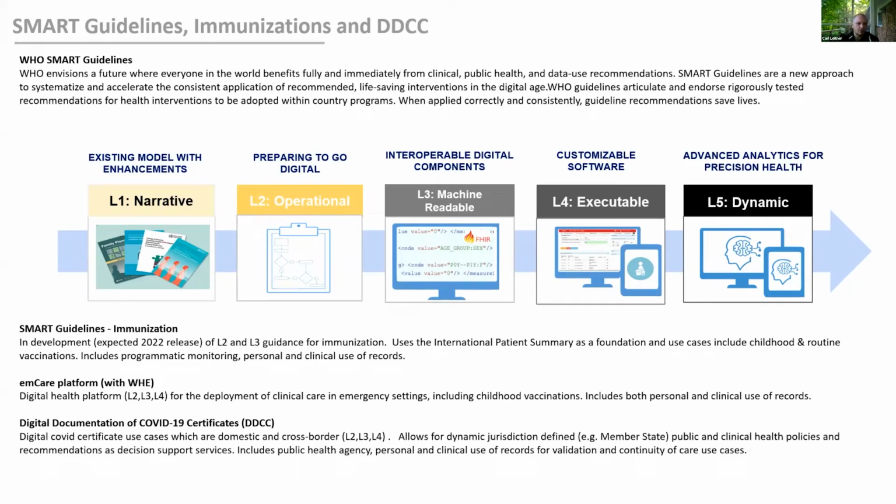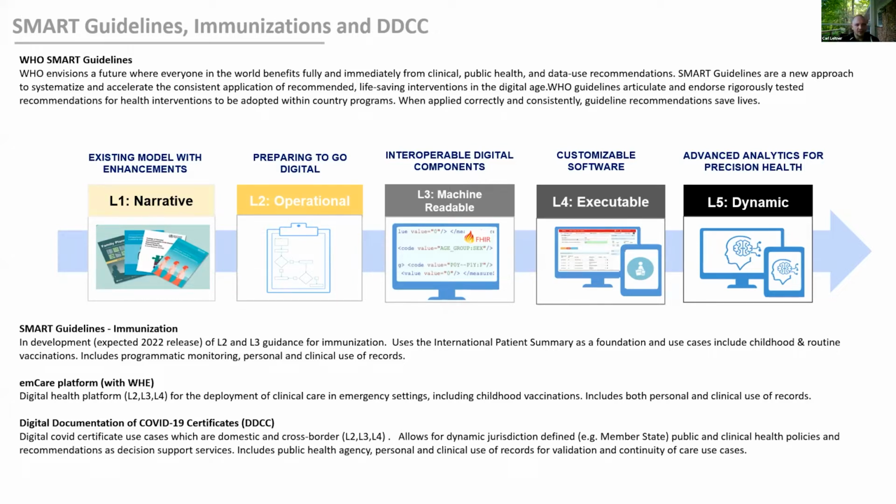There are a few guidelines I just want to mention that are probably of broad interest. One is the SMART guidelines for immunization that's about to be released. We're just going through our internal final review of that, which will cover routine immunizations, both from the clinical care and campaign side. It includes COVID vaccinations and is based on the International Patient Summary, which is another FHIR implementation guide. Next is the MCare platform, which is developing L2, L3, and L4 content for clinical care in emergency settings, including childhood vaccinations and basic primary care that's reasonable to expect and to be deployed in an emergency setting.